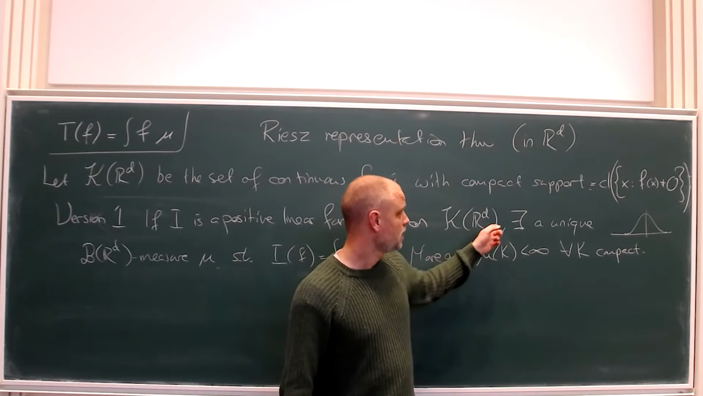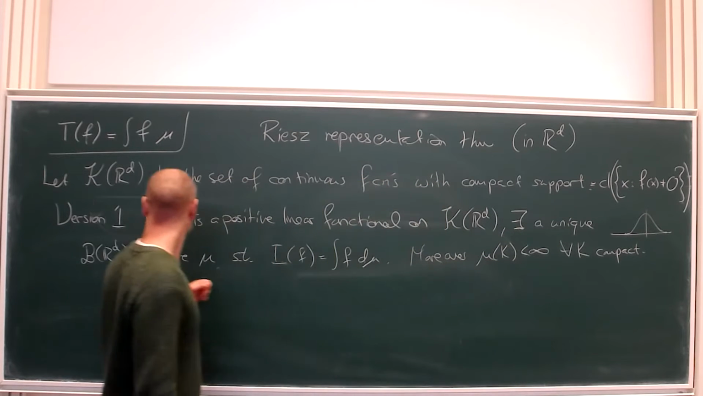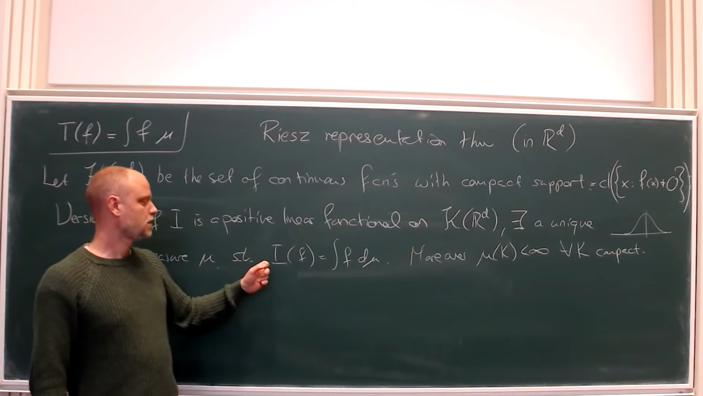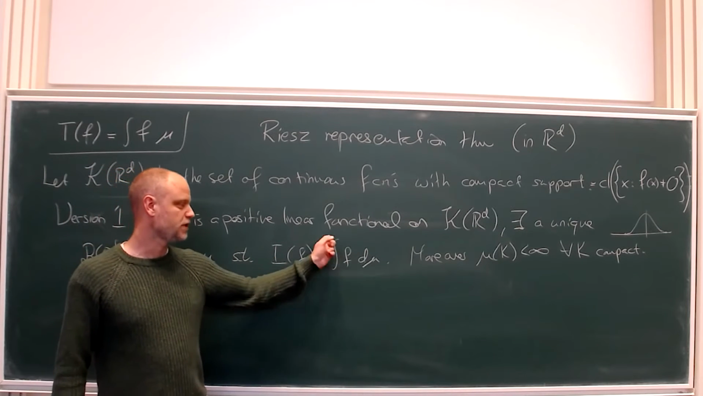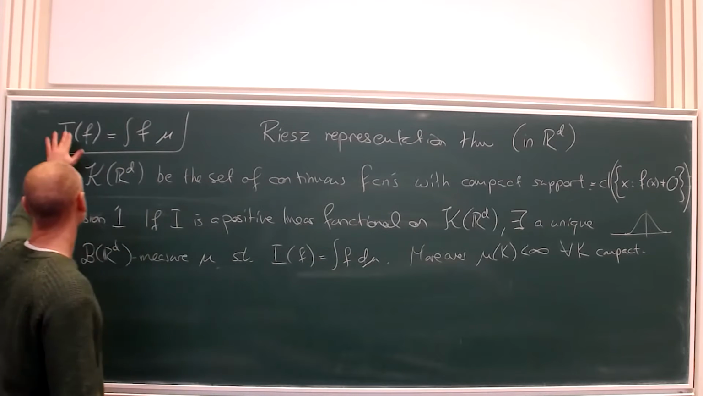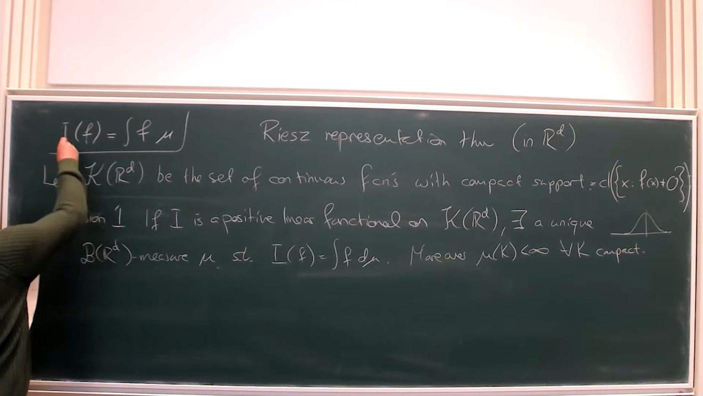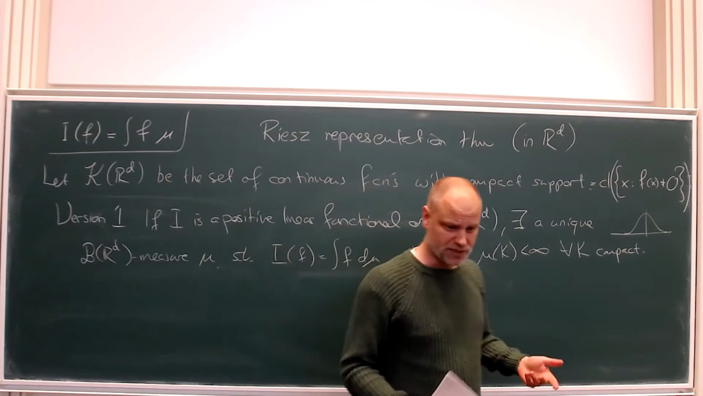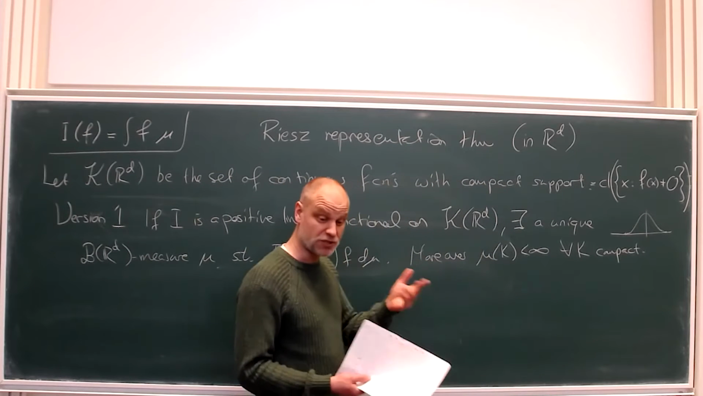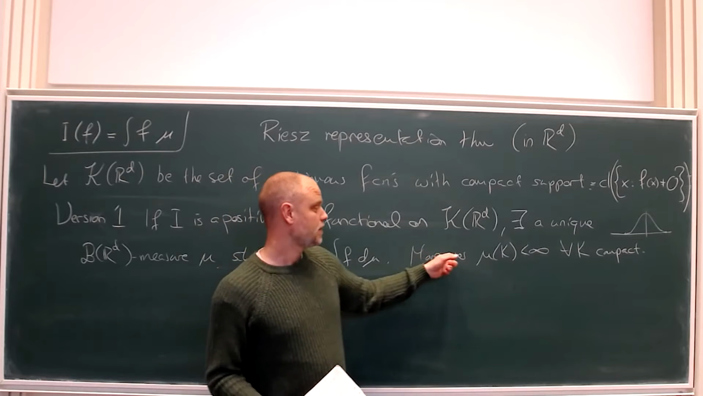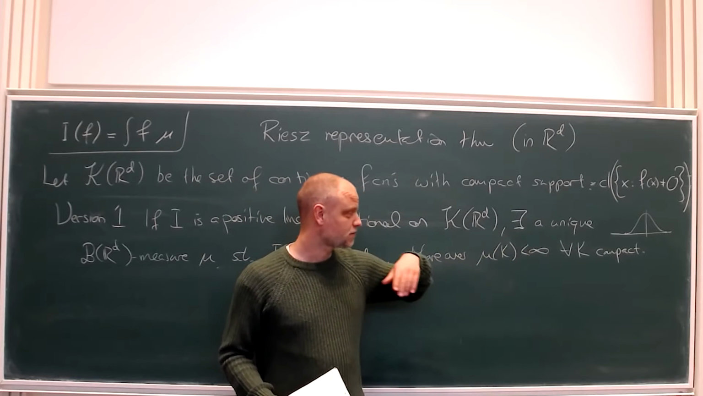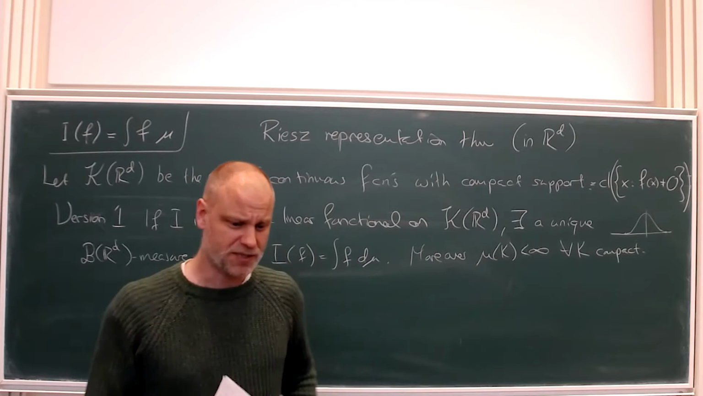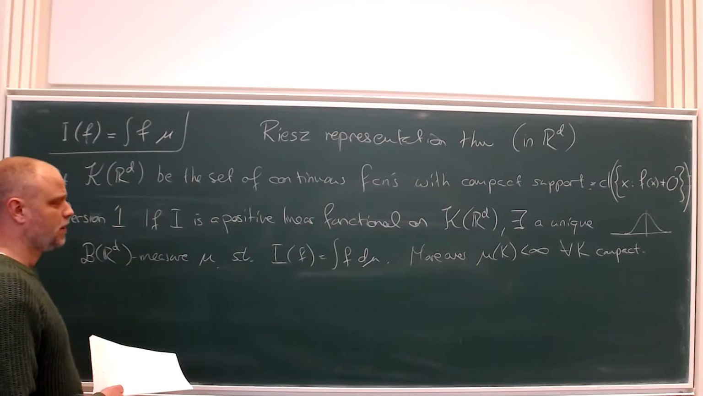So for now, we just have the vector space. Then there exists a unique Borel measure mu such that I of f is equal to the integral of f d mu. Let's call this I here as well, so we're consistent. Moreover, we can characterize the properties of these measures: mu of K is finite for every compact K. So this is not necessarily a sigma-finite measure.